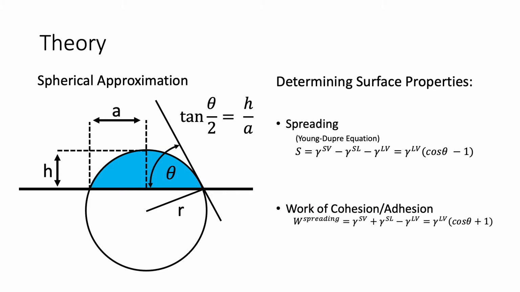So to go over some of the theory behind this method, we can use the spherical approximation of a droplet on a surface to be able to determine the contact angle theta, given the height and the radius of the droplet, as well as the distance from the outer edge of the droplet to the center of the droplet. And then, assuming that angle that we are able to determine is theta, we can then use the Young-Dupré equation to determine spreading, as well as the work of cohesion/adhesion on that surface.